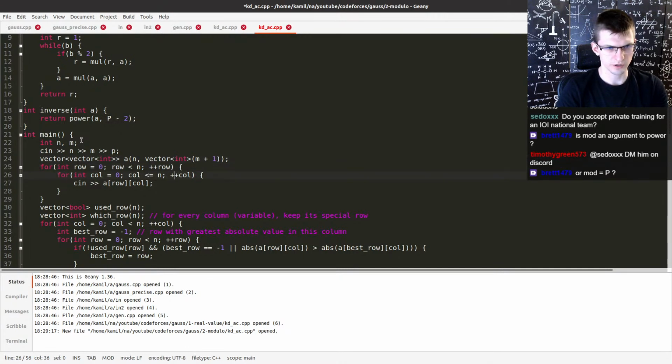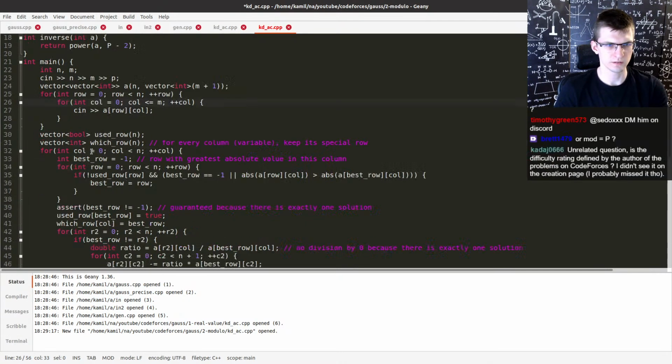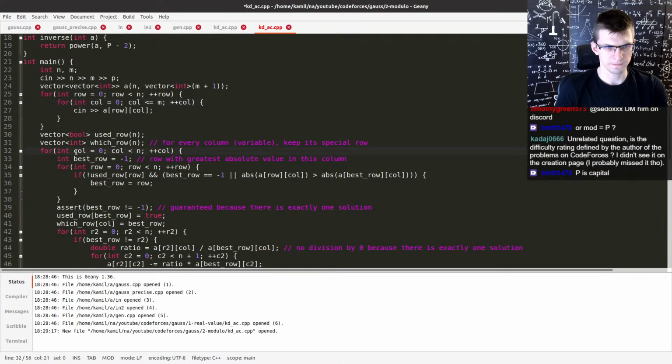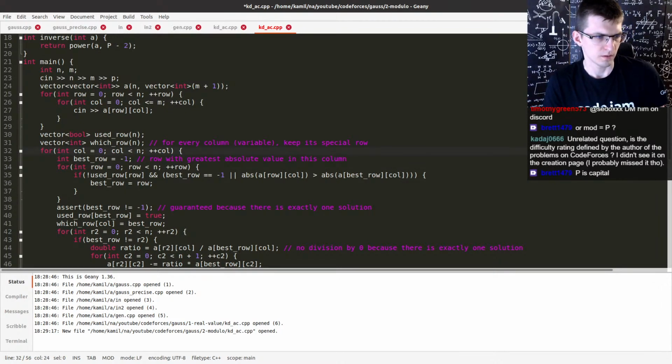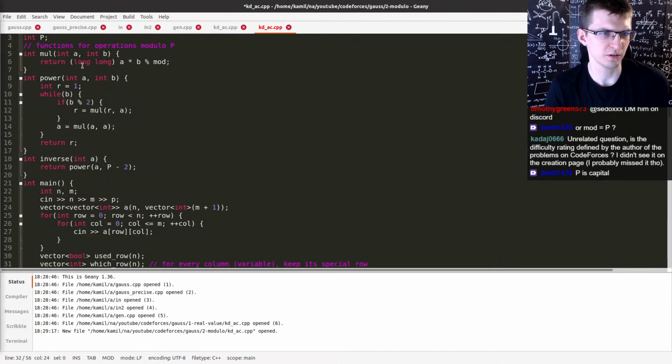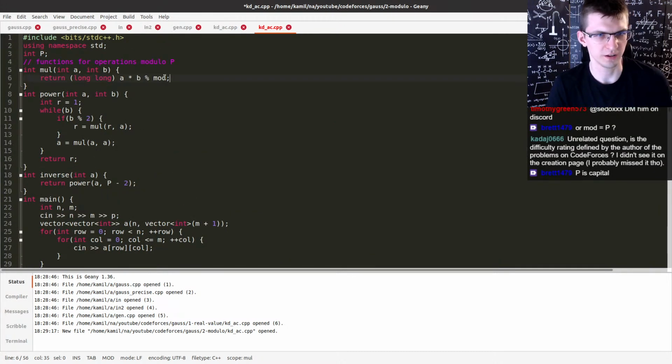For every row, for every column, read it. And this should stay the same. For a column, choose the best row. Modulo is P. Yeah, I will here use... Oh, yeah, you're right. Normally I use modulo. This is why here I typed modulo automatically.